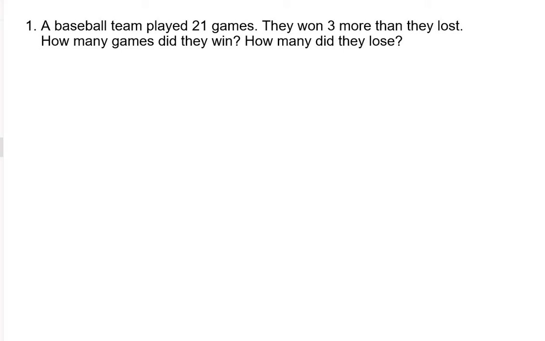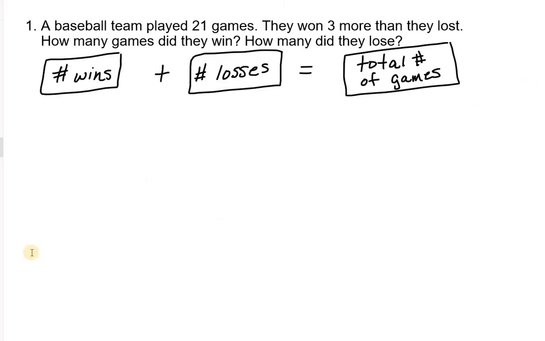Now, before I write my equation, I want to kind of organize my thinking. In broad terms, what you need to understand is that you've got games that are being won and games that are being lost. And when you add those together, you get the total amount of games. Now we're going to assume that there's no ties. So here's a representation of what we have going on with this problem. Okay, so I have the number of wins plus the number of losses equals the total number of games.